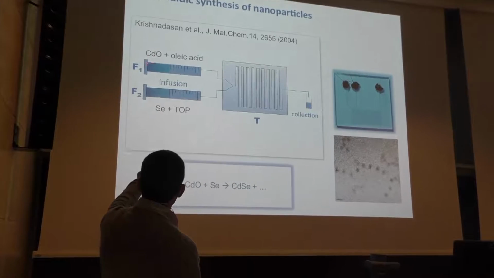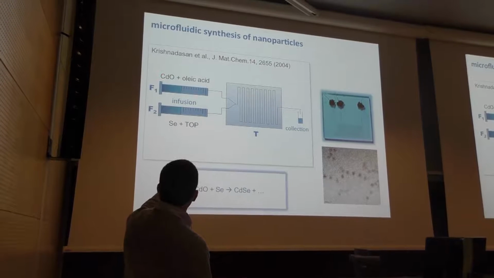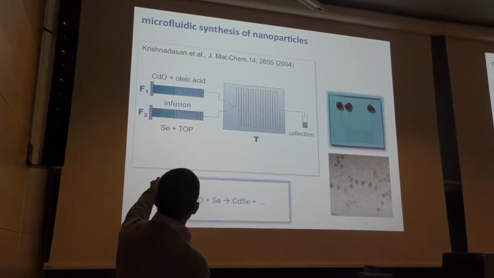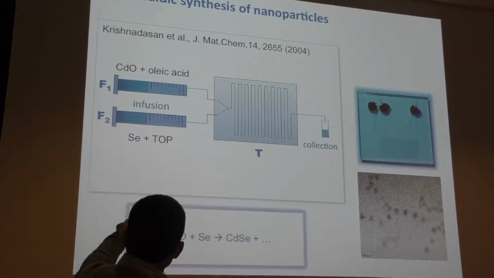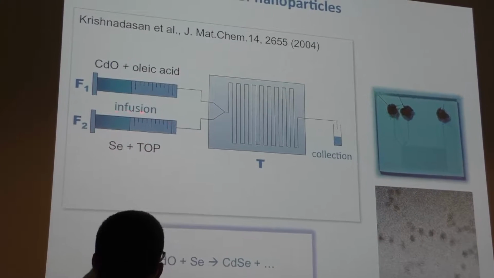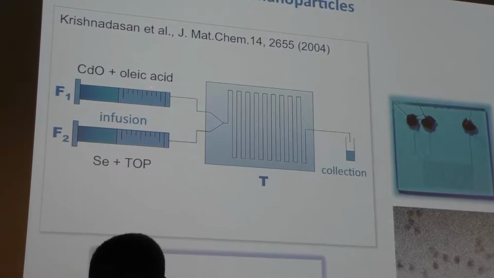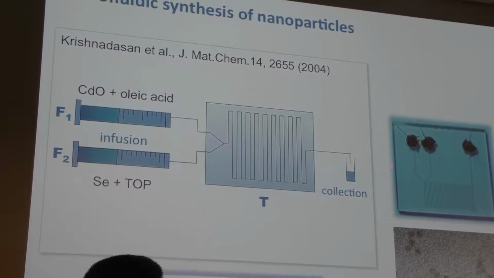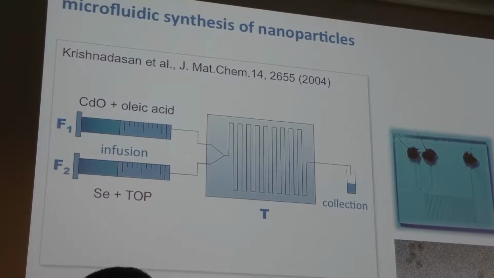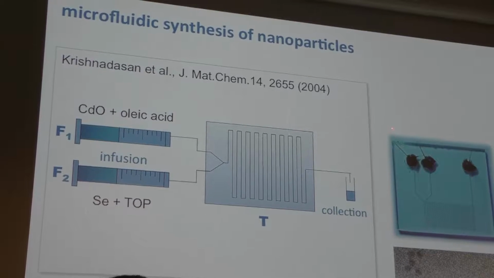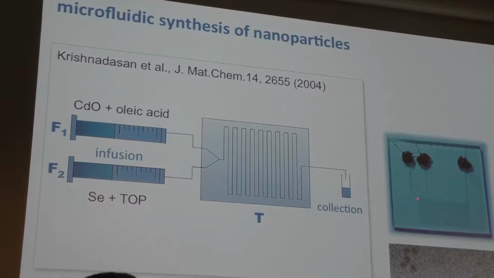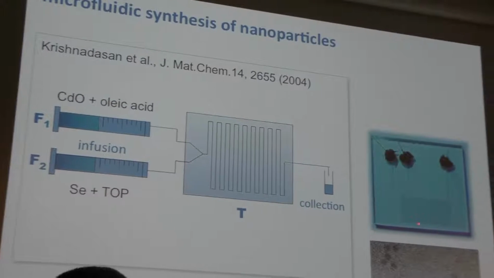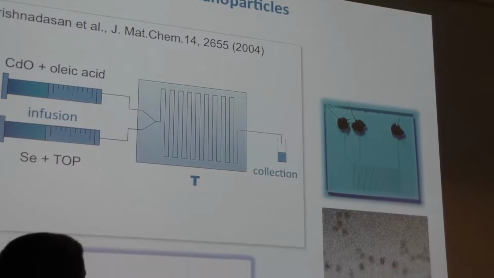And this is no exception. Here we have one syringe that's loaded with a cadmium precursor, cadmium oxide, and a second syringe that's loaded with a selenium precursor. And we inject them into the chip. You can see here this was carried out in a simple glass-based chip. One reagent comes in here, the other reagent comes in here. They mix at this point here, and then they meander along the channel, and they're extracted along this point here.